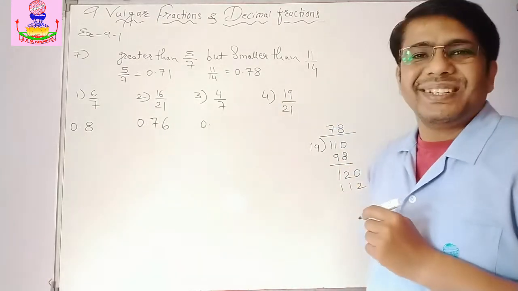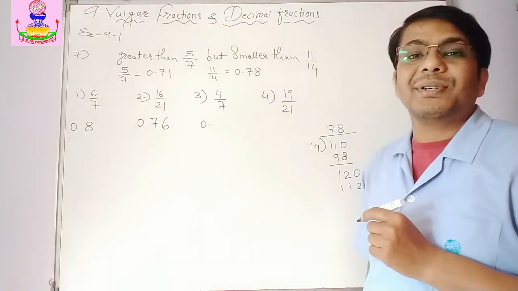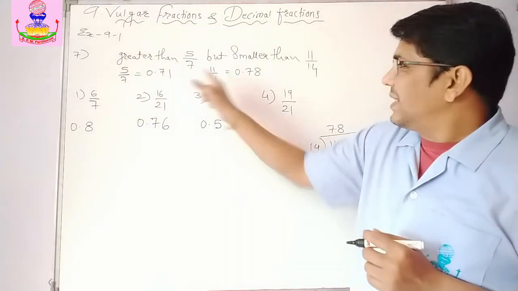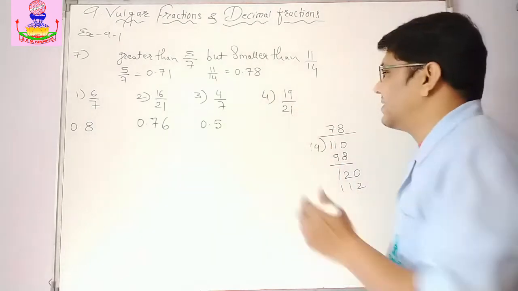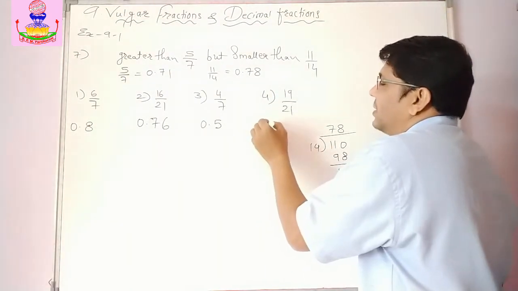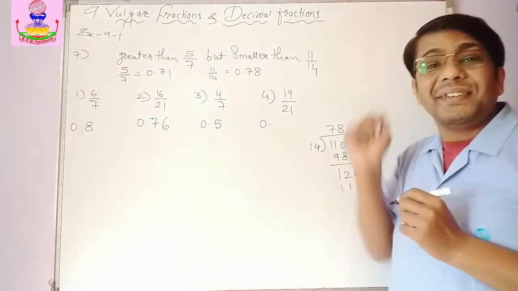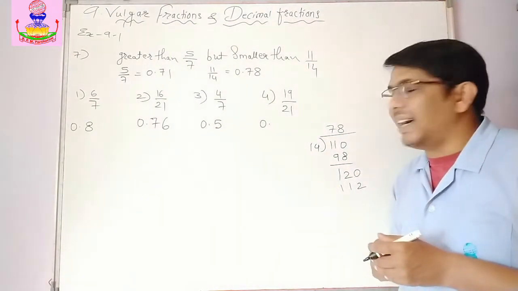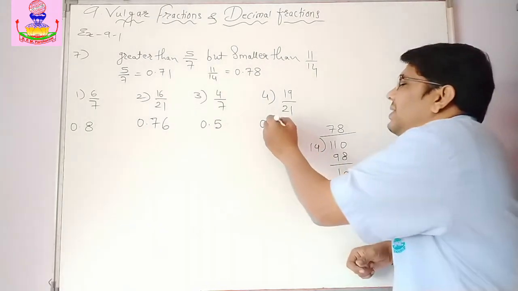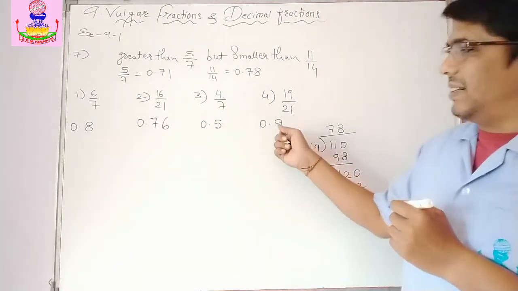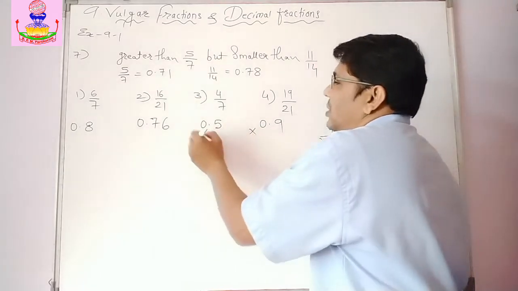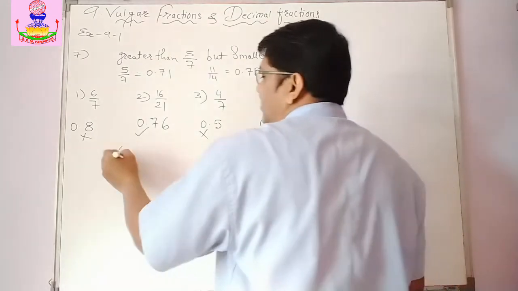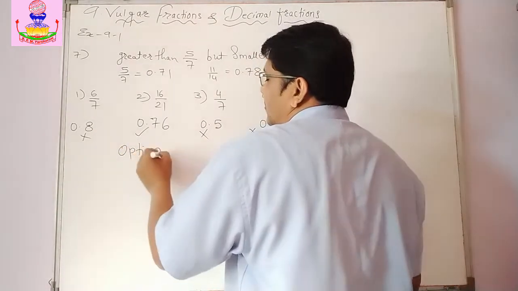This is 0.40. So 40, how much does it become? 7 5s are 35. 50. Not necessary, it is too small. Then let us check this. 0.190. So 190, 21 9s are 189. Right? 21 9s are 189. So it is too much greater, so this is also wrong. This is also wrong. This is the correct option. This is wrong. Okay, so option number 2.